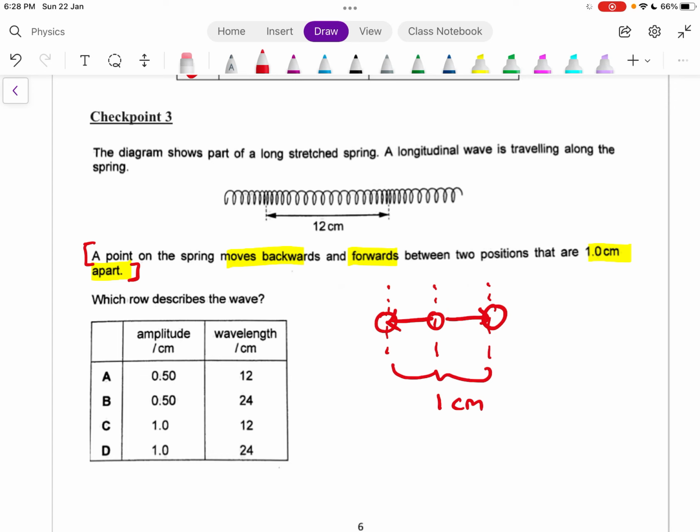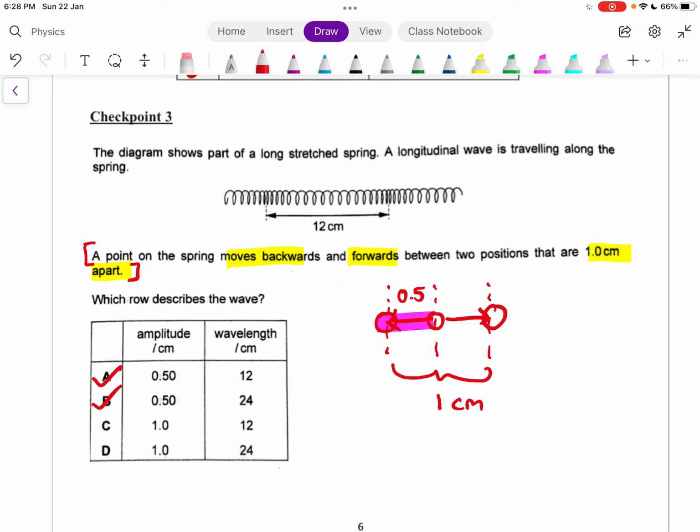So what is the amplitude? The amplitude is actually from the maximum point to the EQM, the equilibrium position. So it's not 1 centimeter, it's actually 0.5 centimeter. Alright, so the answer is either A or B. It's definitely not C and D.